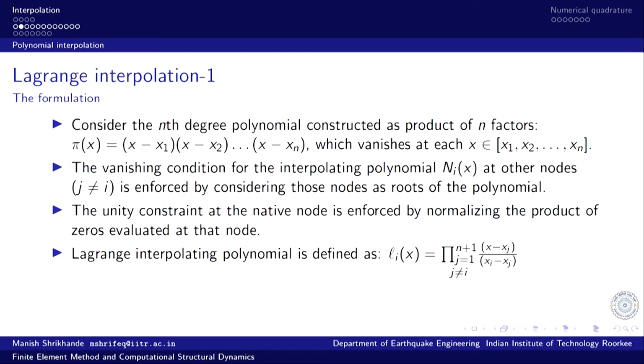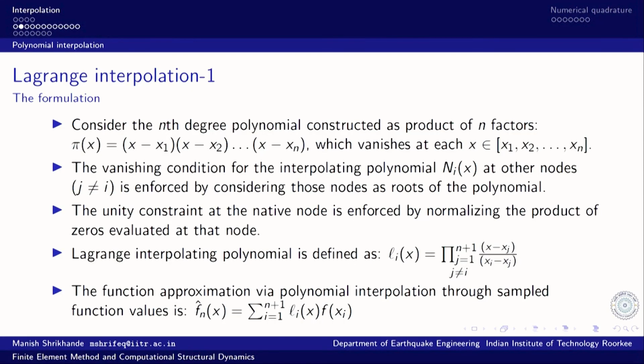The product is simply the numerator, and you can see these are the roots, the zeros at the nodes, first degree terms which define the respective nodes as the roots. The denominator is the normalizing condition: these numerator terms are evaluated at the respective node i, and that ensures that L i will evaluate to unity when evaluated at x equal to x i.